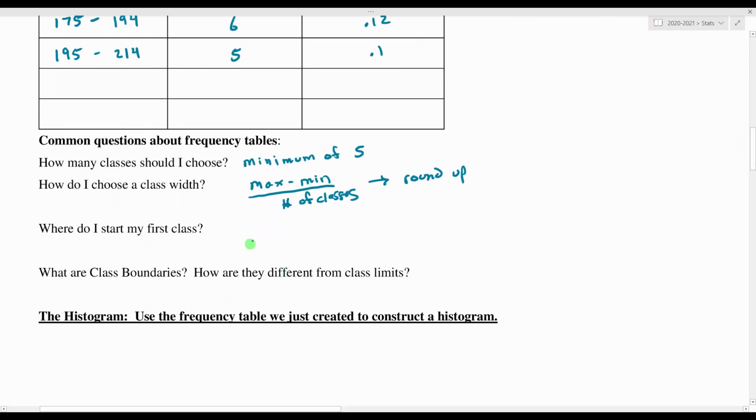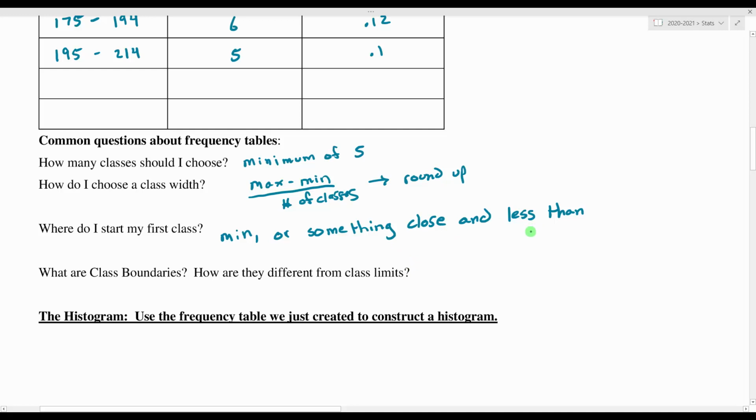All right, now where do we start our first class? You can choose the minimum. So some people just like to start at the minimum value for their first lower class limit, or you can start at something close to the minimum. Right, you want to choose something close and less than. Right, I know that sounds very non-specific, and it is, and it's one of the frustrating things about stats. Like I said, there's no rigid way, right? Every textbook you read is going to have a different method for doing this, but I say something close and less than.